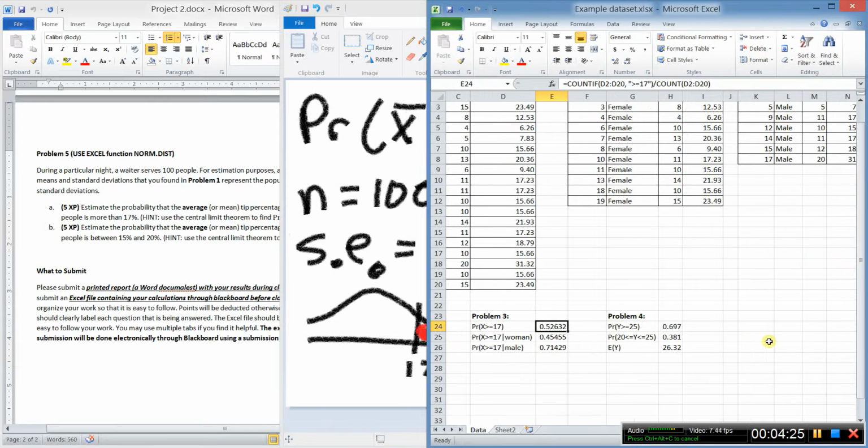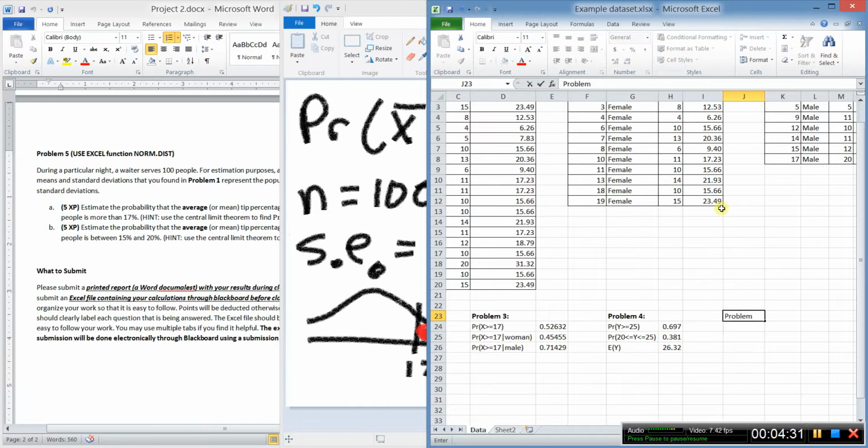Okay, so I'm going to write this over here. I'm going to make this larger so you can see it. So, problem 5.